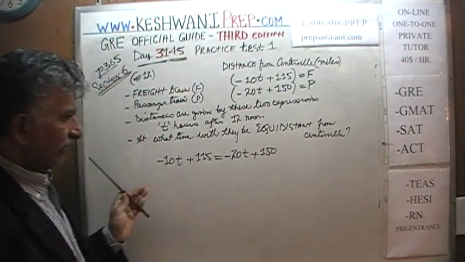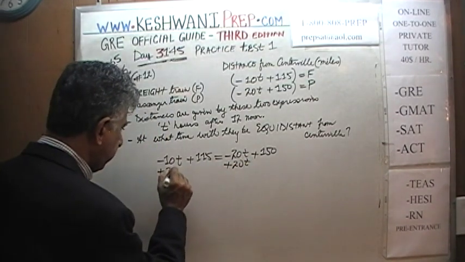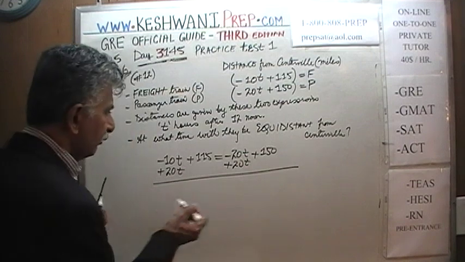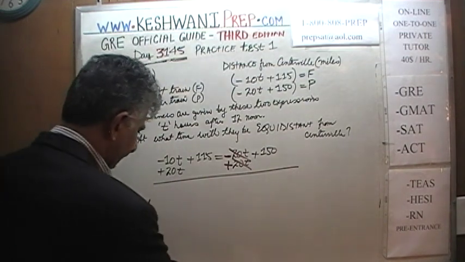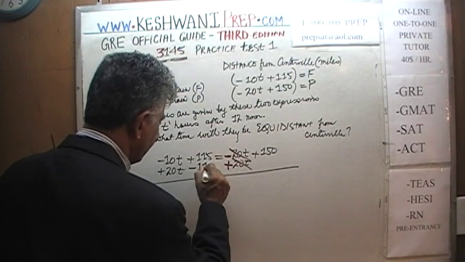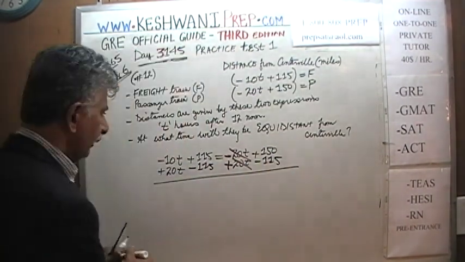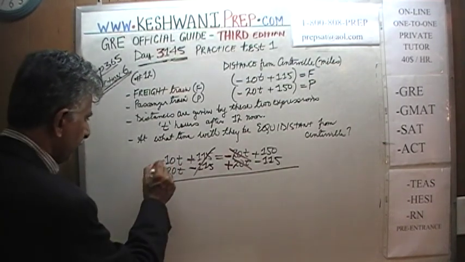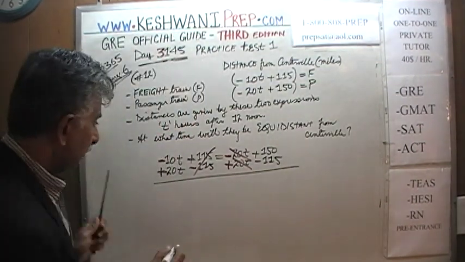Let's bring our t's to one side, so let's add 20t to both sides. If we add 20t to both sides, we can get rid of this 20t here. We have a negative and a positive that will take care of that. And let's bring the 115 to the other side by subtracting 115 from both sides. This positive 115 and negative 115 goes away. And here we have a negative 10 and a positive 20, which will give us positive 10.